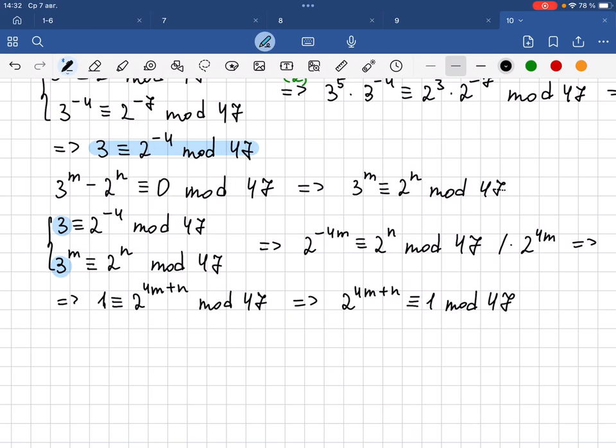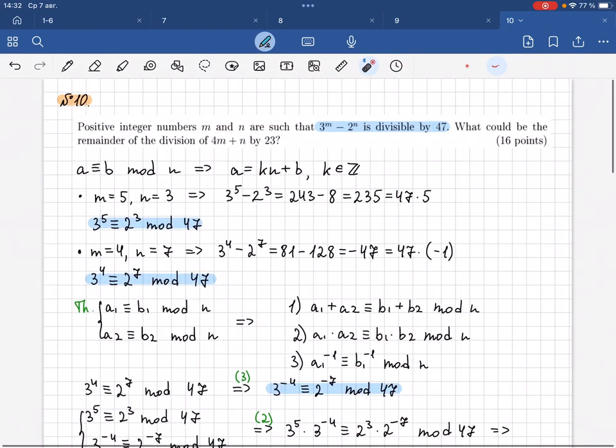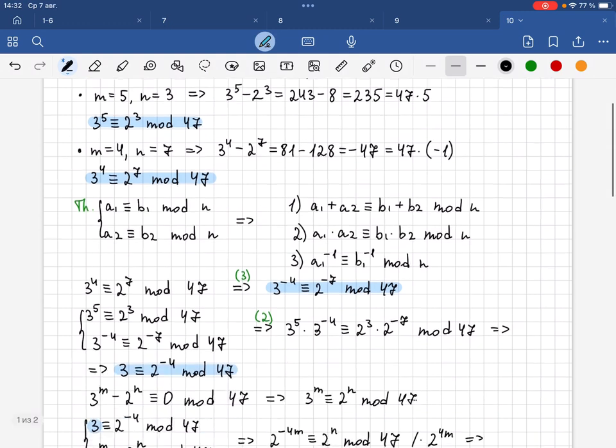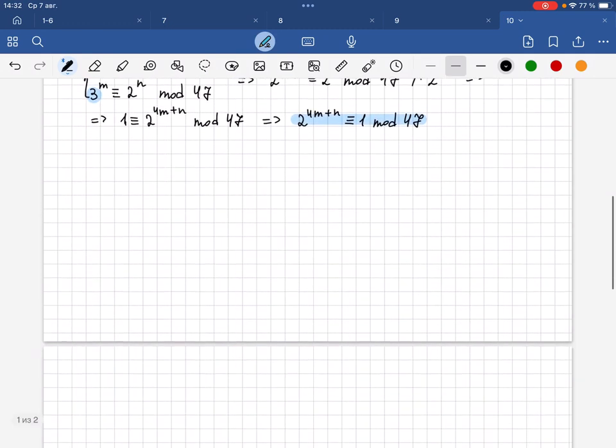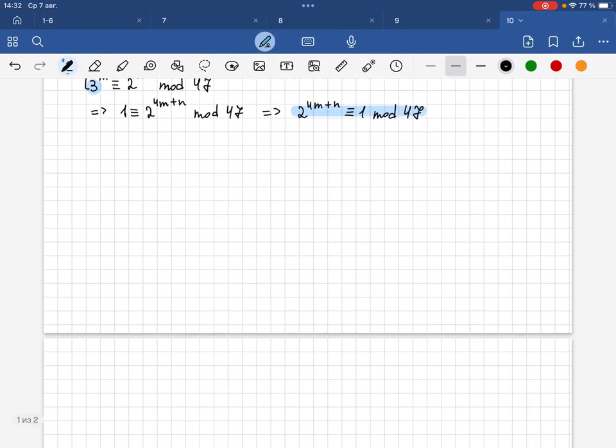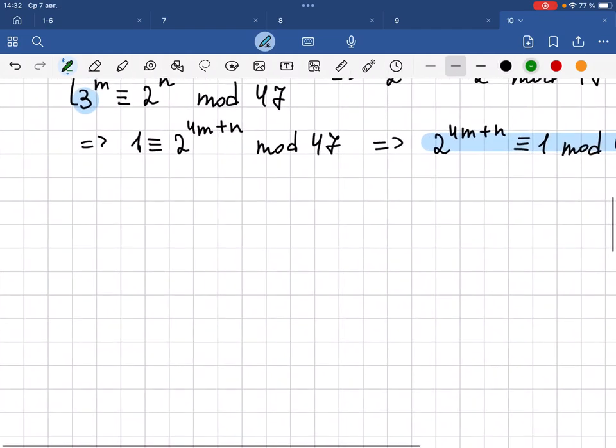And now we have this strange number here, 4m plus n. And we also had it in the task, so we had 4m plus n, and now we find it. For our next step, we will need another theorem, which is called Fermat's little theorem.